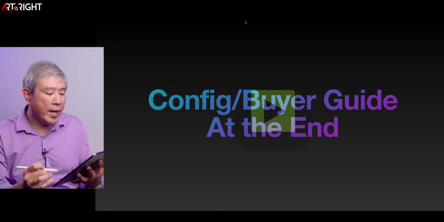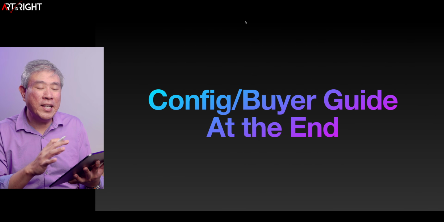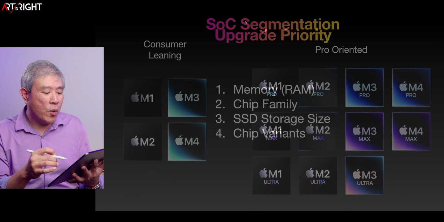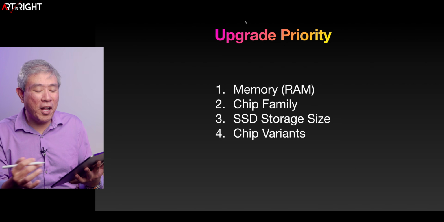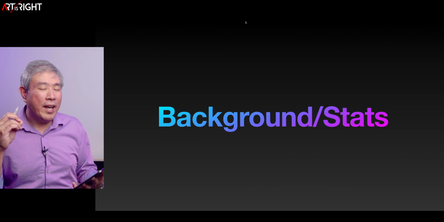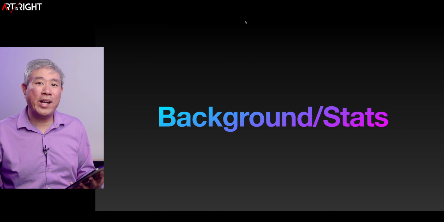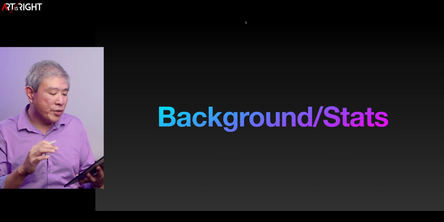The Topaz Video AI configuration guide will be at the end. But if this is the only task you're doing, none of what I'm about to tell you regarding the silicon segmentation or the upgrade priority will make any sense whatsoever, because it doesn't follow any of those guidelines for these programs. And even if you follow that, you're going to get a marginal gain at best for spending way more money. So really think about the predominant tasks that you do on your computer.